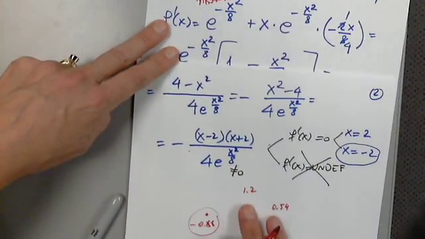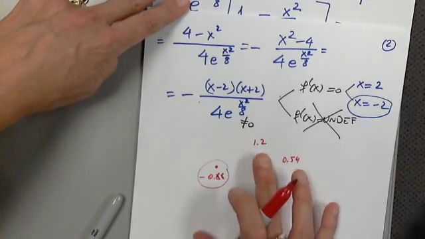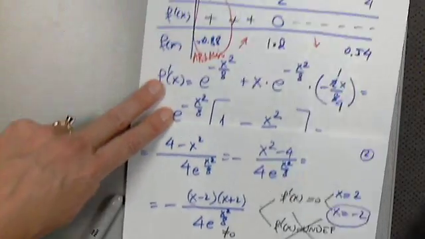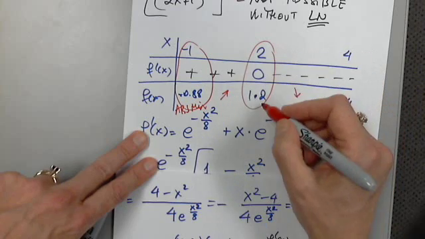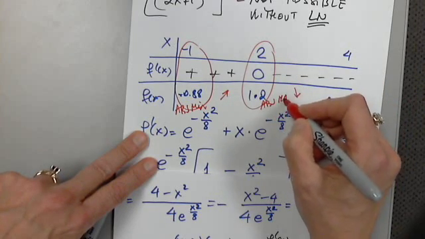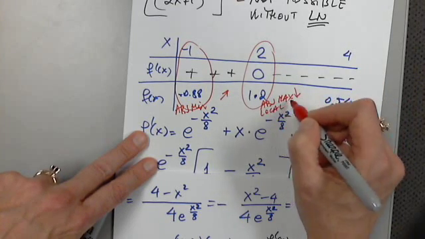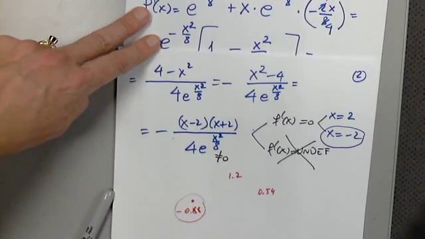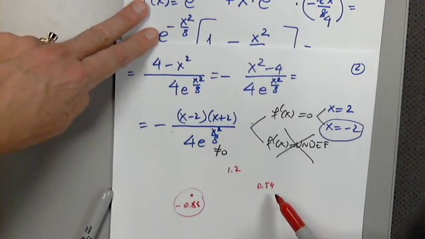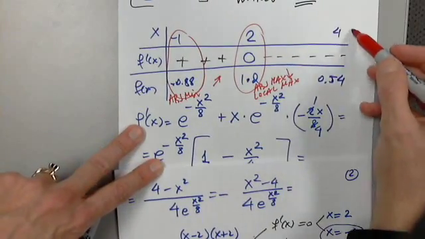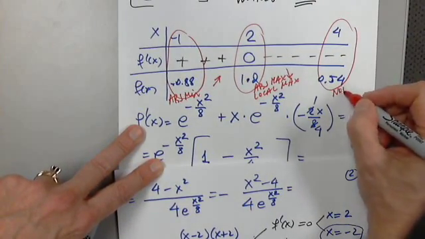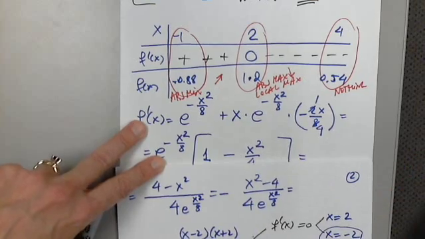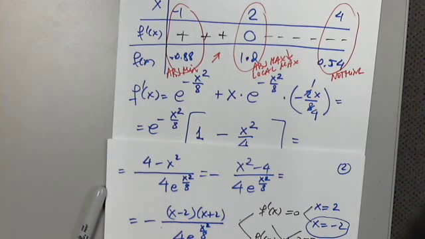What do you think about 2, 1.2? Yes, so this is an absolute max. It happens to be a local as well, or relative. And what can you say about 4, 0.54? Nothing. That's exactly what I'm going to write, nothing. By nothing, we mean it's not a point of extrema.